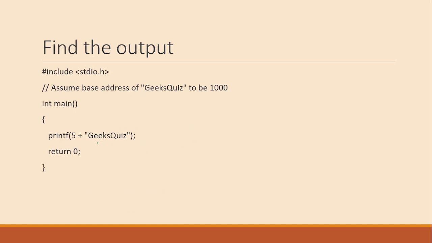Now 5 plus "GeeksQuiz". What does it mean? That means from the base value, go 5 characters to the right. This is the 0th character, this is 1, this is 2, this is 3, this is 4, and this is 5. So 5 actually starts from Q. From Q, the remaining characters will get printed. So the output is "Quiz". This will get printed.